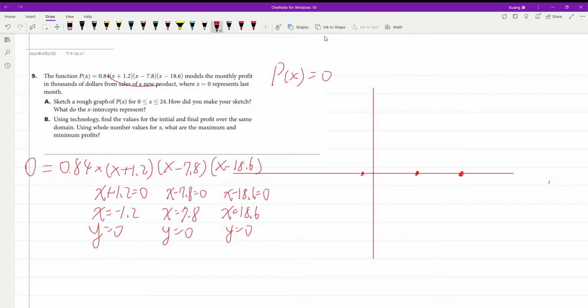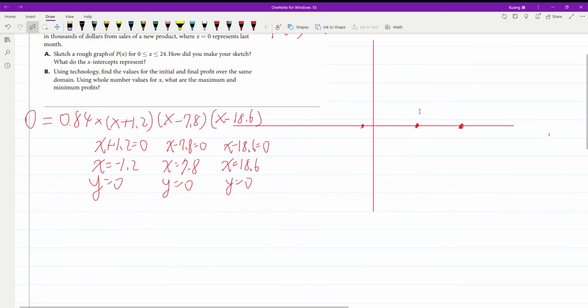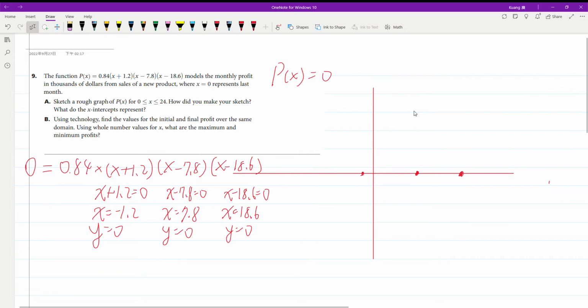Then I want to find the degree of this function. If you expand this function, the leading term will be 0.84 x cubed, since x times x times x equals x cubed. So the degree of the function is 3. The graph might look like this when the leading coefficient is greater than 0, or look like this when the leading coefficient is less than 0.